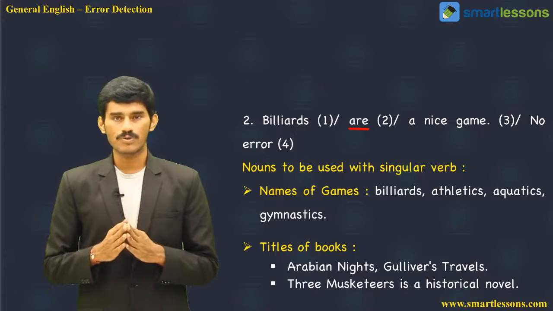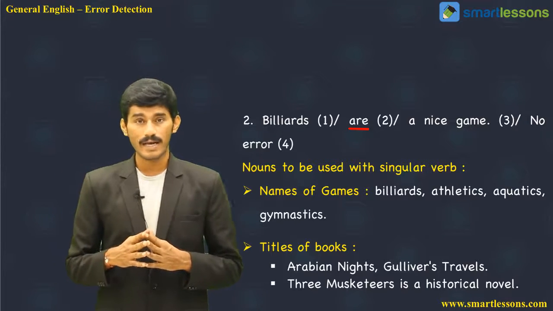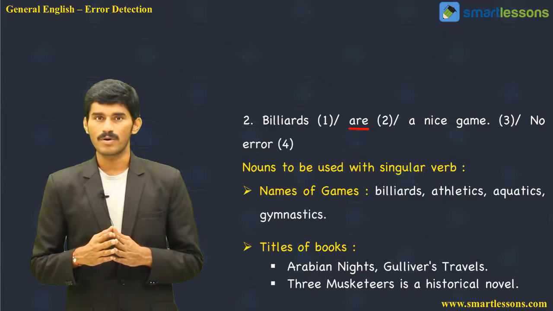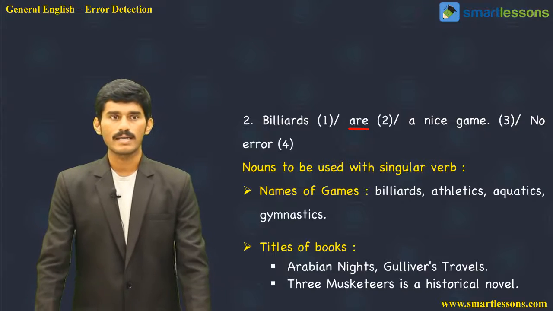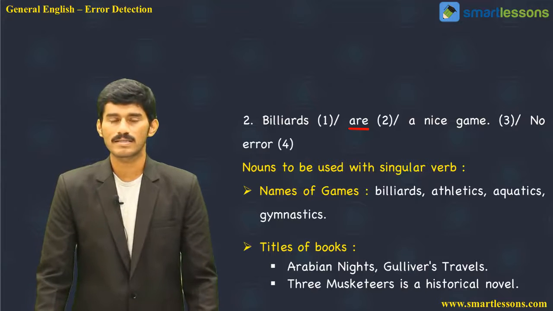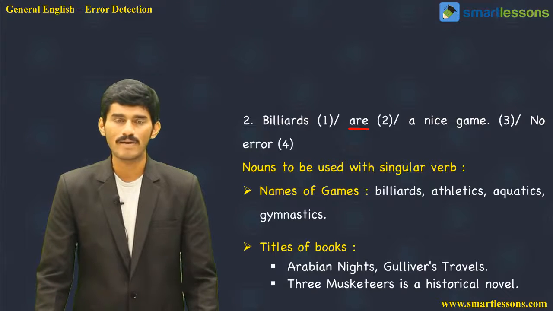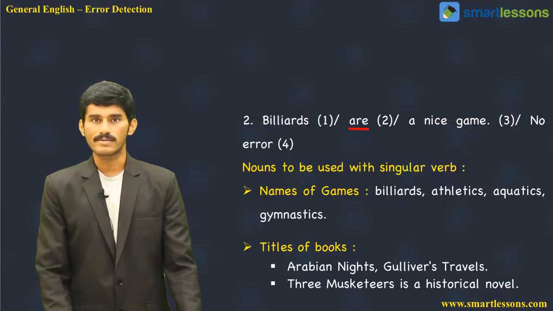So titles of books are also there. They end in s, but they are taken as singular. Arabian Nights, it is the title of a book. Gulliver's Travels, it's also a title of a book ending in s, but don't take them as plurals. Three Musketeers is a historical novel. Three Musketeers ends in s, it's a novel name, so taken as singular. That's why we used the verb is.